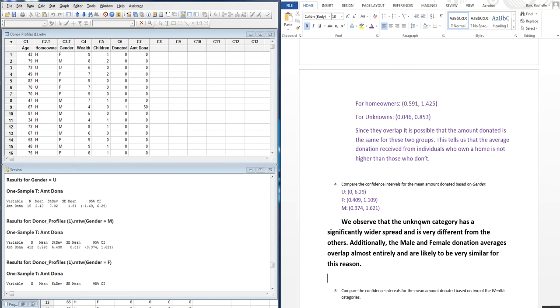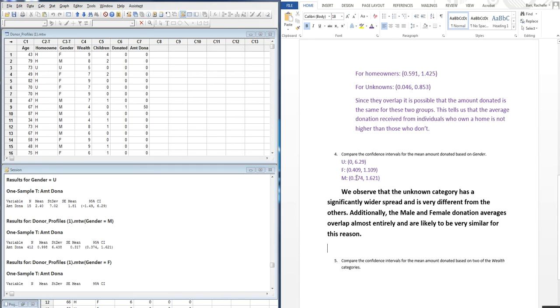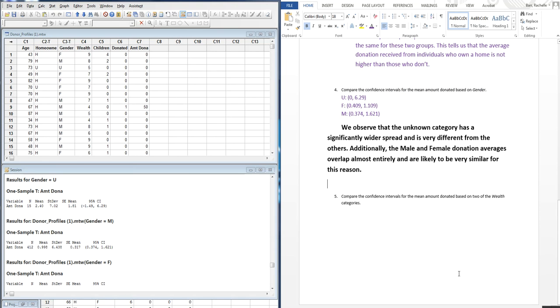So you're able to look at these three groups now and say, hey, who's different? That guy. The other two are pretty much the same. So this is a little unusual because you're able to say, oh, the two genders that we know, they behave similarly. So there's no difference in donation amount based on gender. However, if we look at the group that we don't know what they're doing, or I failed to gather enough data about them, they appear to be significantly different from the other two groups, which is a little unusual. All right, so lastly, let's compare the confidence intervals for the mean amount donated based on wealth.